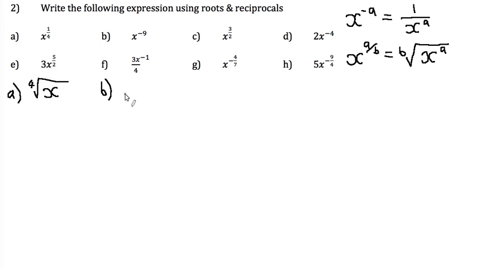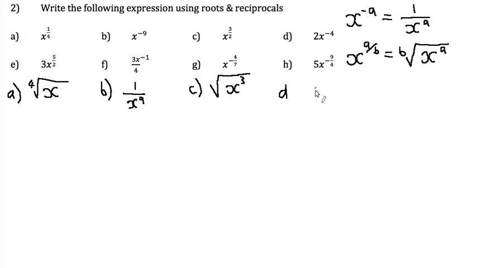B, it's a negative index, so we're talking about reciprocal. We've got 1 over, and then x to the power of 9. C, x to the power of 3 over 2, so what we're going to have is the numerator is 3, and then we've got the square root then of x cubed, since the bottom is a 2 and we don't need to put a 2 for a square root.